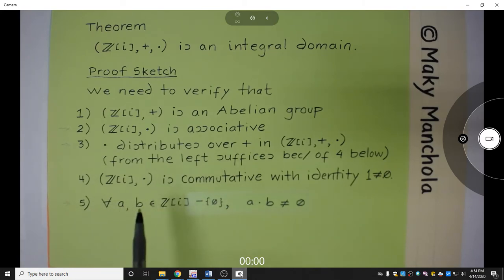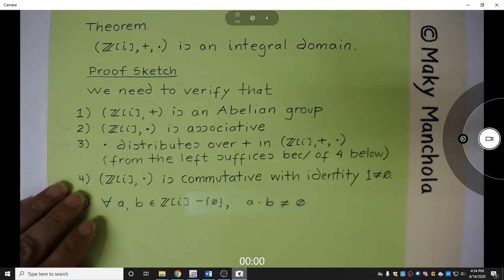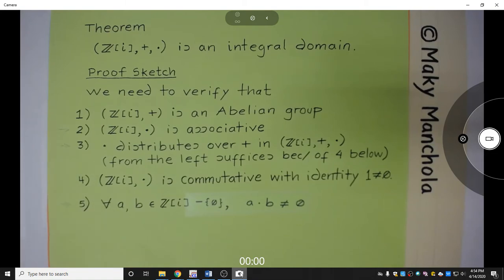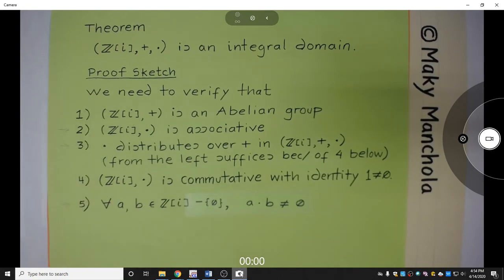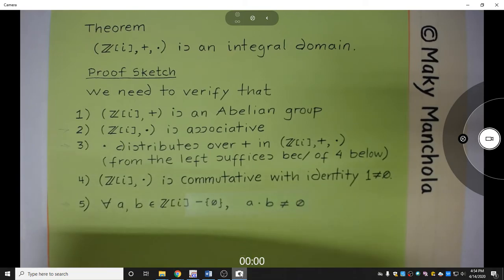Step 5. The characteristic property of integral domains is that when you have two nonzero elements in the set of Gaussian integers, their product would have to be different than 0. We're going to verify properties 2, 3, and 5. The other two will be left as exercises. Let's try property number 5.